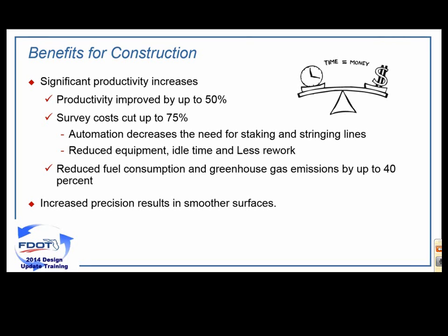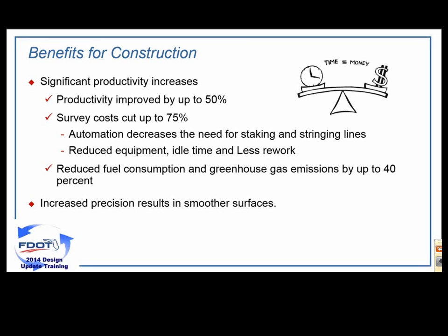But the survey cost is cut up to 75% in construction when you're using automated machine guidance, because they don't have to go out and stake anymore. They don't have string lines to put up and follow. By using that method, they can reduce equipment idle time and rework, basically pounding the same dirt over and over again. So there's just less maintenance on the equipment, which will save money in construction. It's going to reduce fuel consumption. You're going to have less greenhouse gas emissions just because you're not reworking the dirt over and over again.